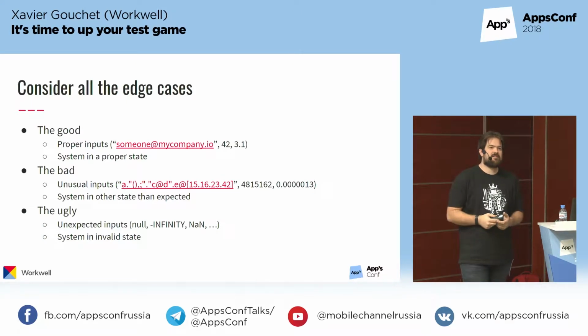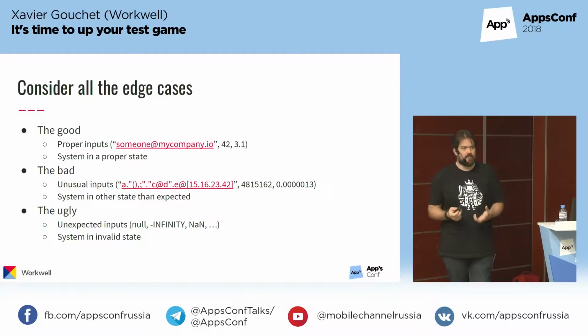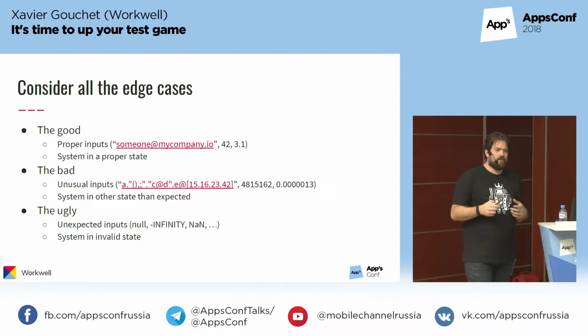And the ugly, of course, is any unexpected input, like null, infinity, not a number, anything like that. Any invalid state, you need to handle it, because usually all the bugs happen when, well, we shouldn't ever be in this case. Well, sometimes we are.